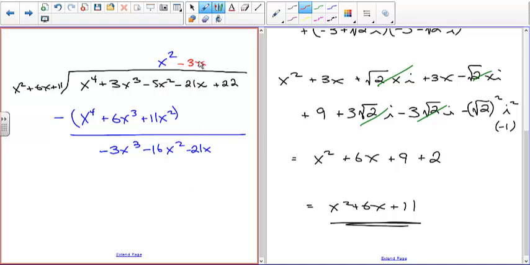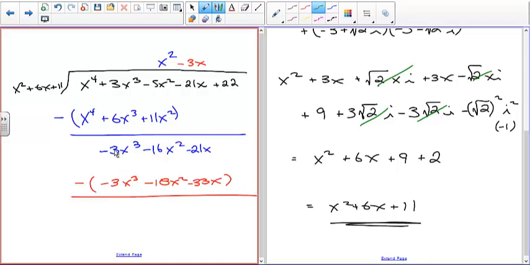Negative 3x times x squared is negative 3x cubed. Negative 3x times 6x is negative 18x squared. Negative 3x times 11 is negative 33x. Okay, so we're subtracting that.